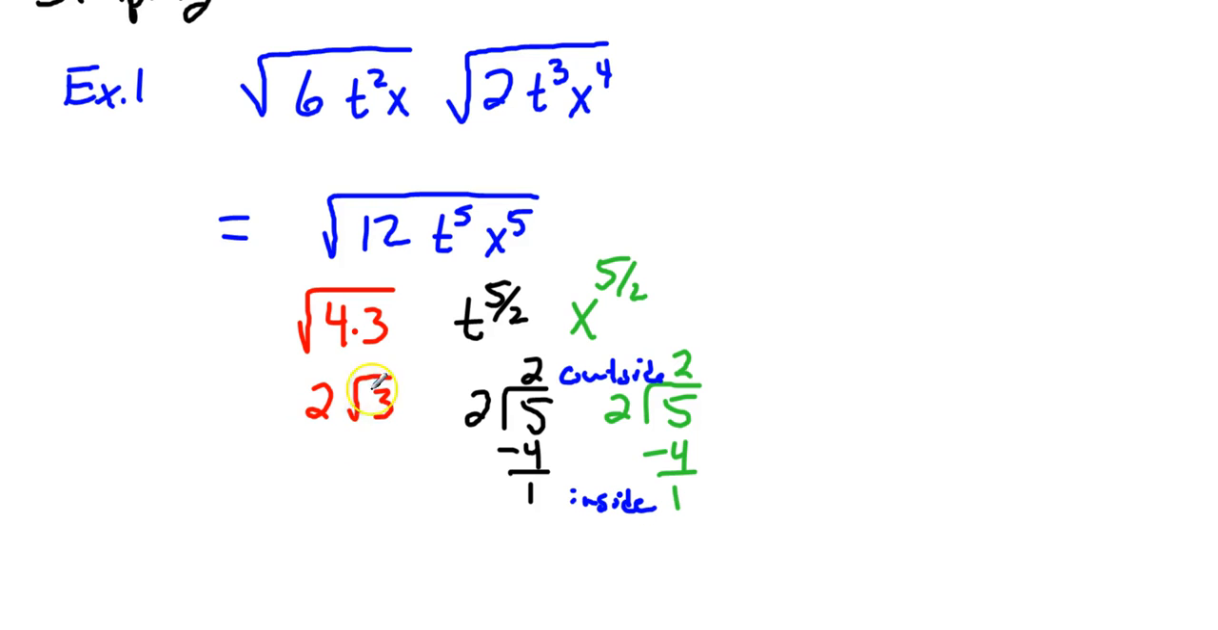So we already had this 2 square root of 3. The 2 is already on the outside. The square root of 3 was on the inside. We need 2 t's on the outside. We also need 2 x's on the outside. On the inside, we need 1 t, and we also need 1 x.